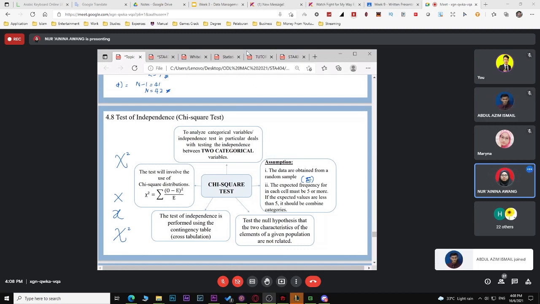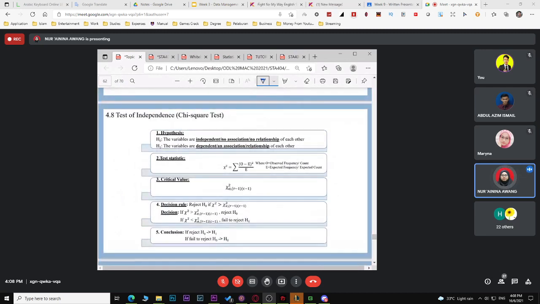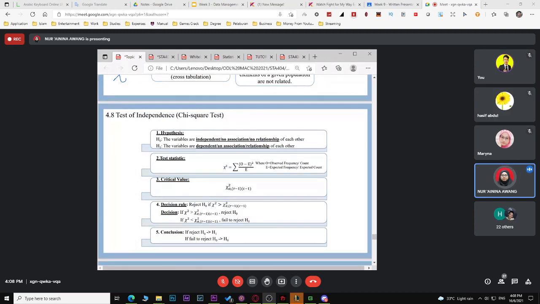Next, we will look at the steps for how to solve chi-square test questions. Since for topic 4 we cover hypothesis testing, to answer the questions you need to do all the steps from your hypothesis until your conclusion. The same goes for the test of independence. So you need to write your hypothesis, your test statistic using the p-value or chi-square calculator, then your critical value, decision rule, decision, and also your conclusion.